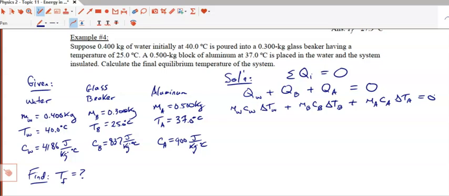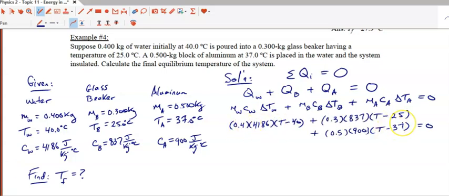So let me just now substitute all the numbers in here. I'll save a bit of time by writing it in. Okay, I've written it all out here. Not putting units in, just to save some space. And then I'm just going to expand it all out. So all the terms with T: 0.4 times 4,186 plus 0.3 times 837 plus 0.5 times 900 gives me 2375.5 T. And then I multiply 0.4 times 4,186 times negative 40, and then continue with 0.3 times 837 times negative 25, and then 0.5 times 900 times negative 37. It's going to be a negative number.